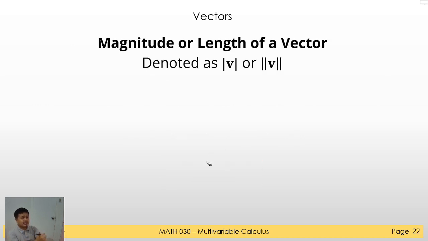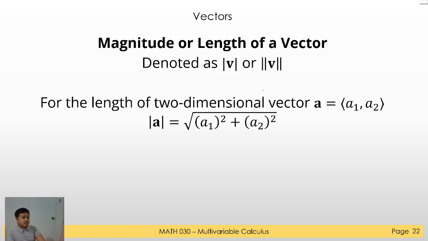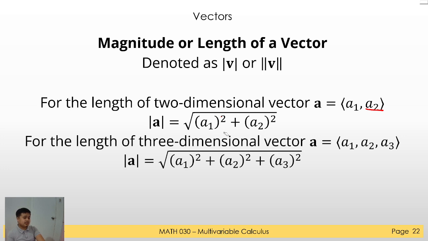Now, how do we find the length of a vector? We denote this in this form, with two vertical bars. Given a vector A with two components A1 and A2, we can find its length by finding the square root of the sum of the component squares. For two dimensions, we only have to square two terms, but for a three-dimensional vector, we have to square three terms.